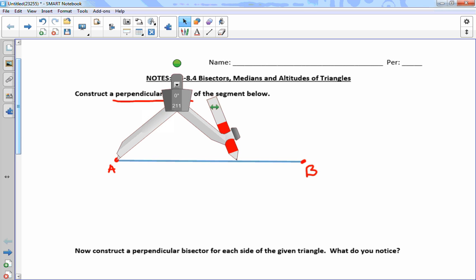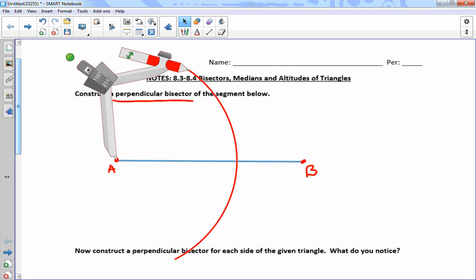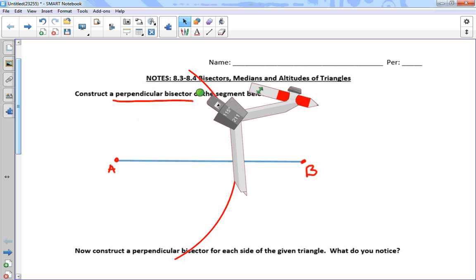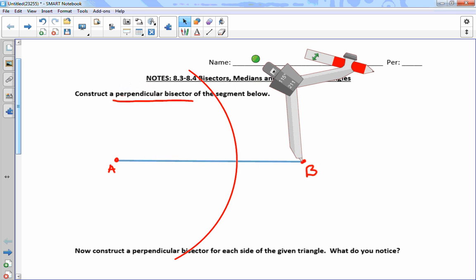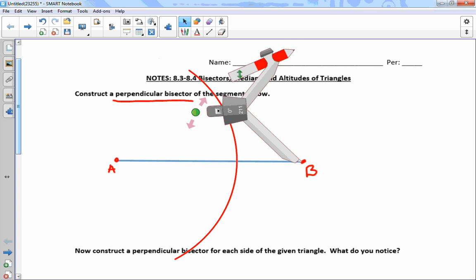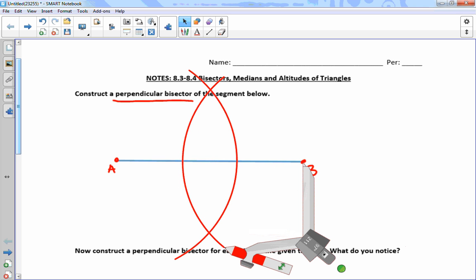You draw an arc. Make sure this arc is large enough so that when you draw your second arc, they intersect twice. It's important to keep the same width, so once you draw this arc, don't change the width. Pick it up carefully, not changing the width, relocate the pointy part to endpoint B, and draw a second arc. Where they intersect is the important area, because we're going to connect those.